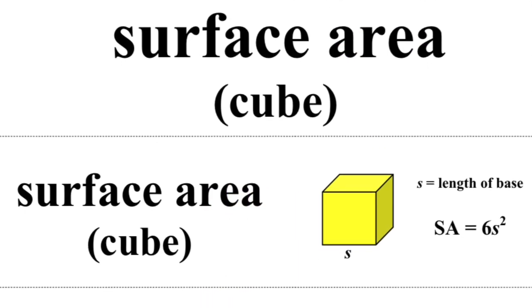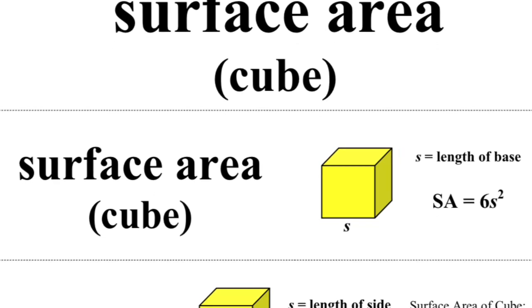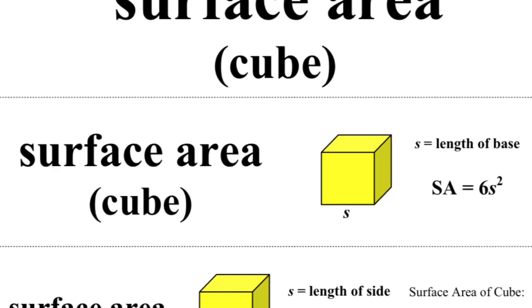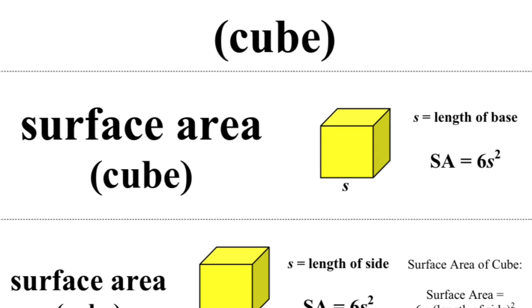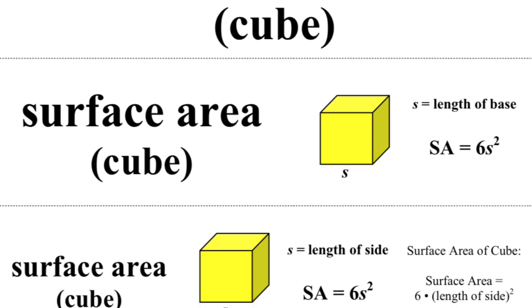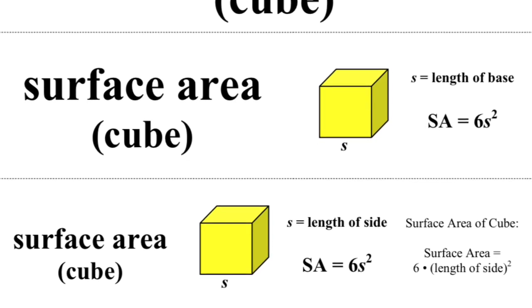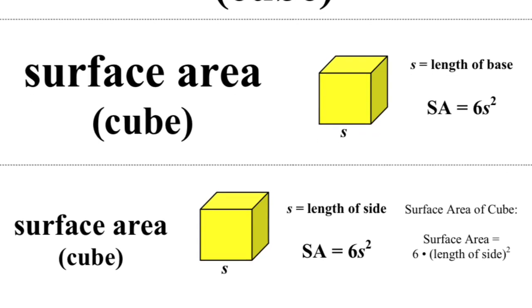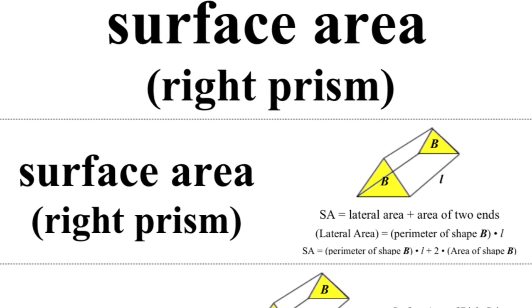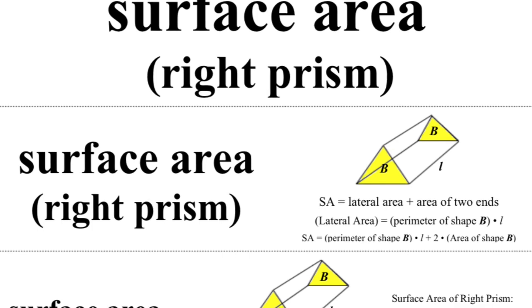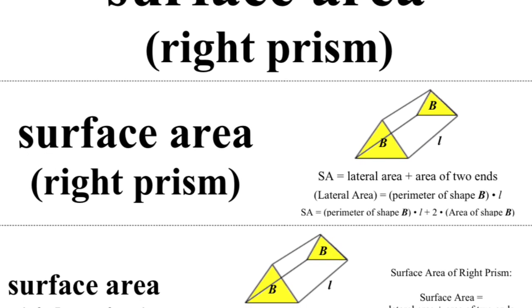The surface area of a cube can be found by taking the area of one of the sides and multiplying it by 6. The equation to that is 6 times the side squared. The surface area of a right prism all depends on what type of right prism you have. But here are a few examples and here are a few formulas that you can use.